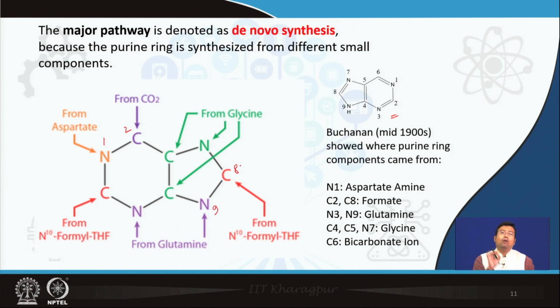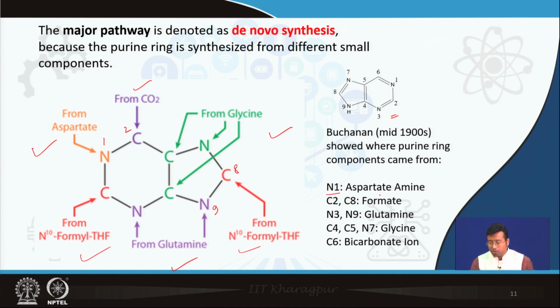Needless to say, what are the sources? The sources are aspartate, carbon dioxide in the form of bicarbonate, right, from the body, glycine, formyl tetrahydrofolate, that is formate, and glutamine, right. We already discussed that the entire glycine molecule is actually incorporated in this molecule, right. So, over here we can see the components that are donating.